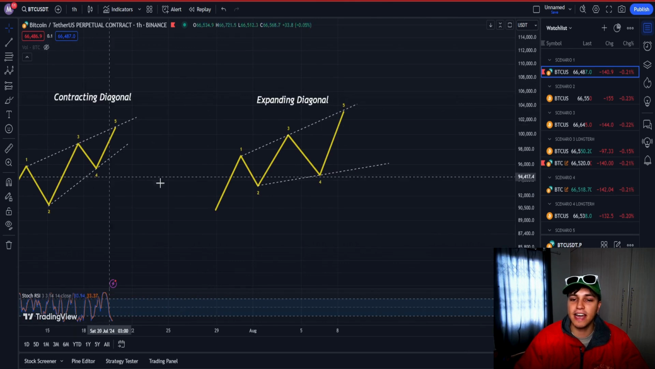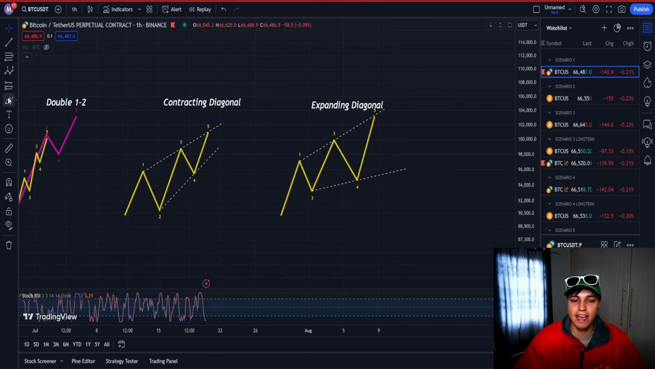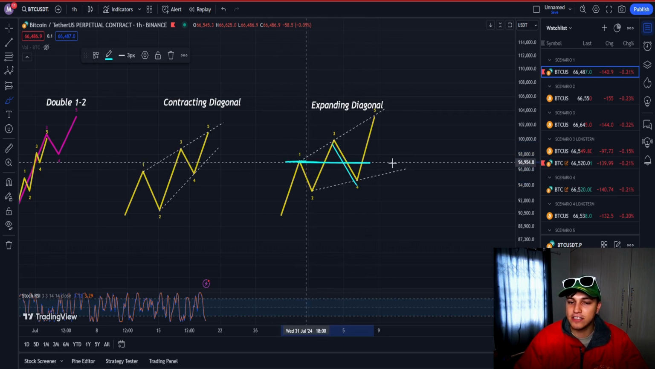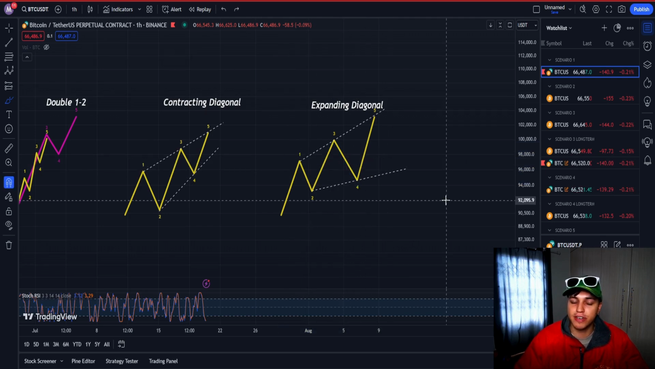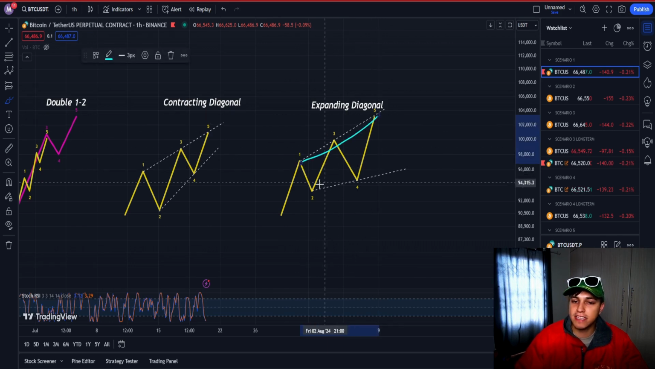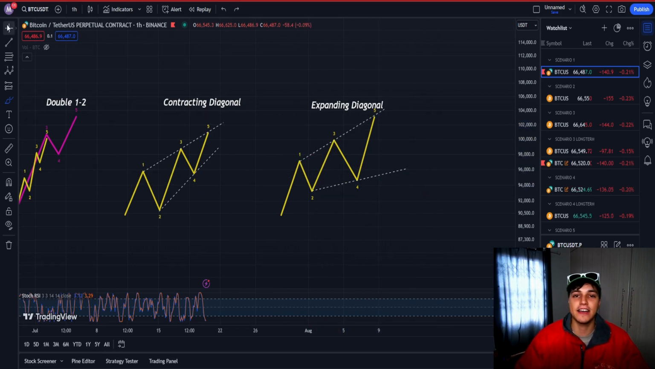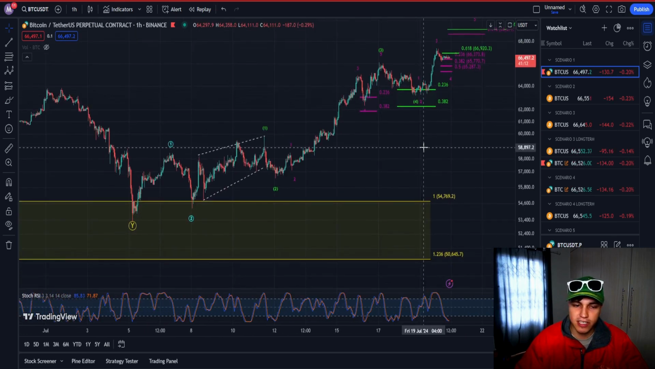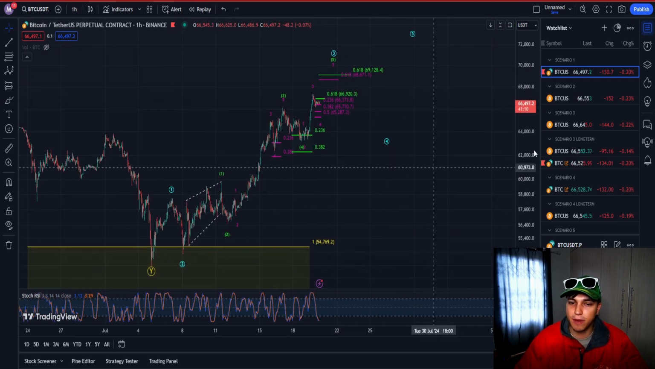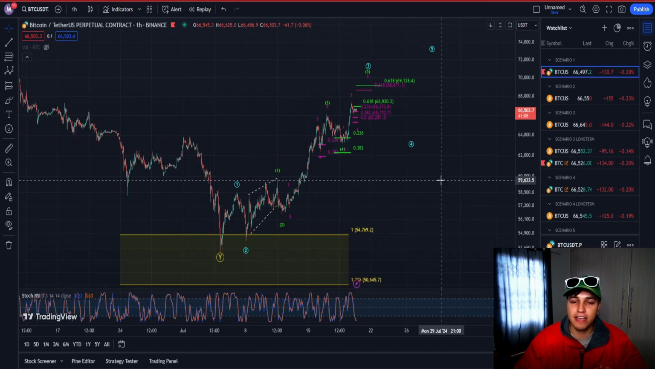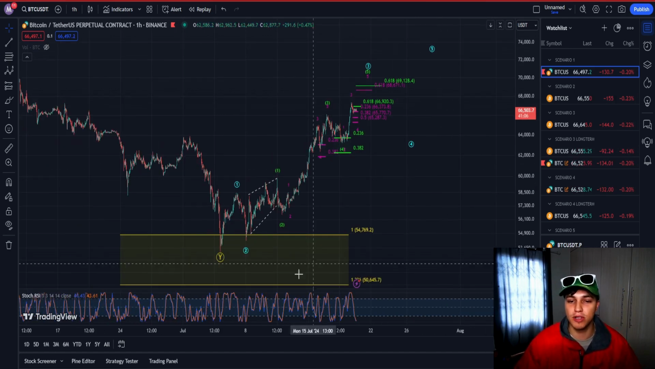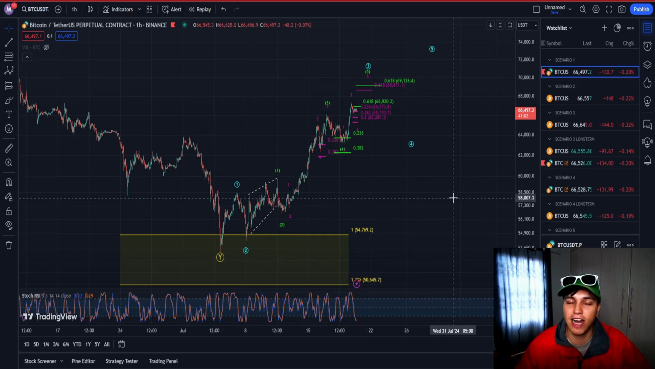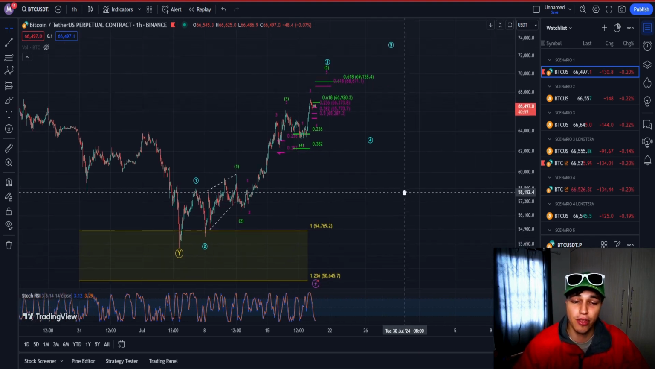An expanding diagonal is very similar to a contracting diagonal, except wave 4 retraces much deeper into the wave 1 territory, overlapping quite a lot, creating this expanding diagonal structure. So if we go back to our impulse here at the moment, we can see many of these things playing out. For example, we have something called a quadruple 1-2 inside these, but there's no need to count all the 1-2s inside the third wave.